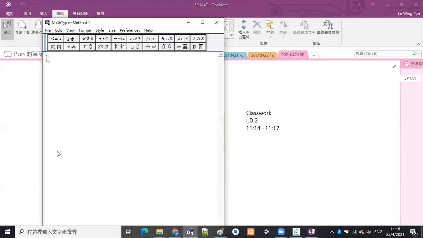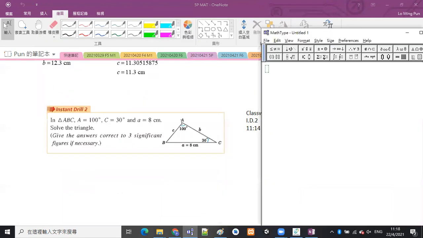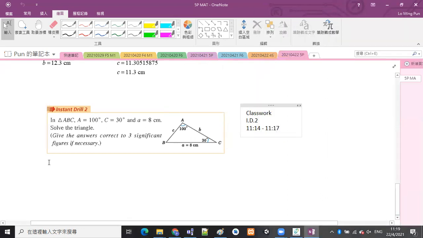All right, have you done? So in triangle ABC, angle A is 100 degrees, angle C is 30 degrees, length a is 8 cm. Solve the triangle. We have two angles, so I'm going to find the third angle by the angle sum of triangle first. Okay, so angle B is equal to 180 degrees minus 100 degrees minus 30 degrees. And that should be equal to 50 degrees. Okay, so that is the first answer. Let me mark it here first. Angle B has been found to be 50 degrees.